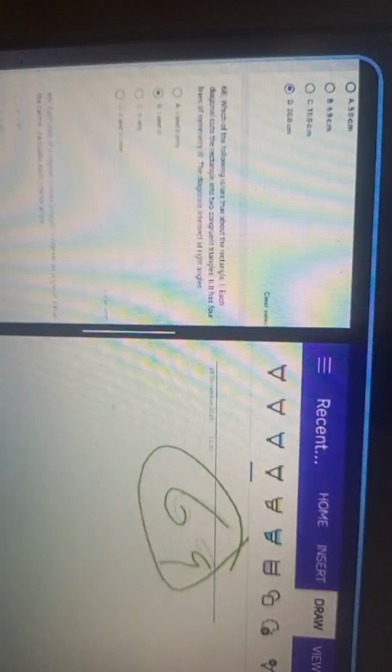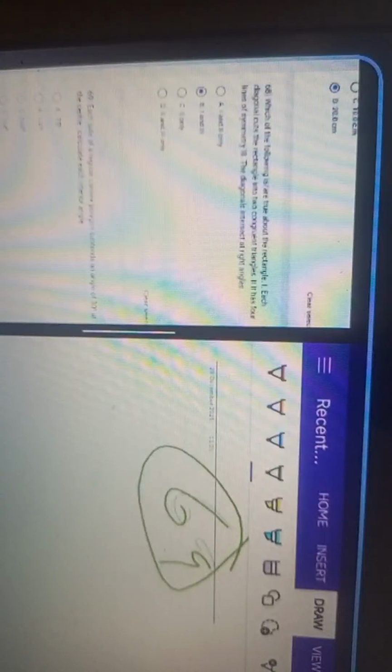So let's get question 69. It says each side of a regular convex polygon subtends an angle of 30 degrees at the center. Alright. So what is the interior angle? Calculate each interior angle. We have an exterior angle. The exterior angle is going to be the center angle, convex polygon, regular polygon. So at the center, you have an angle of 30 degrees.